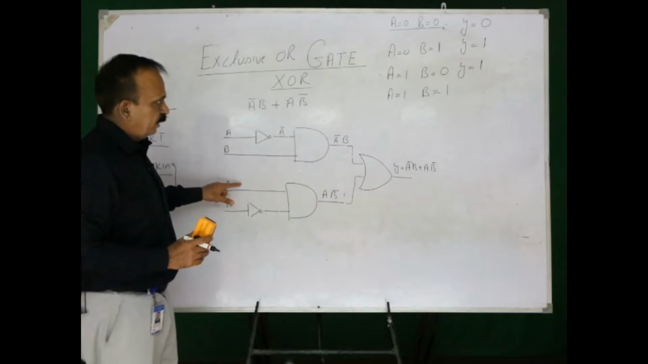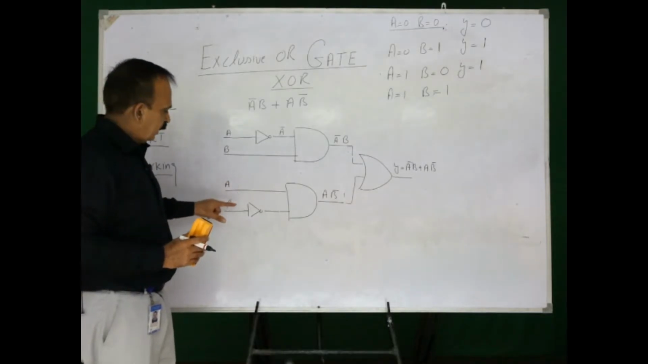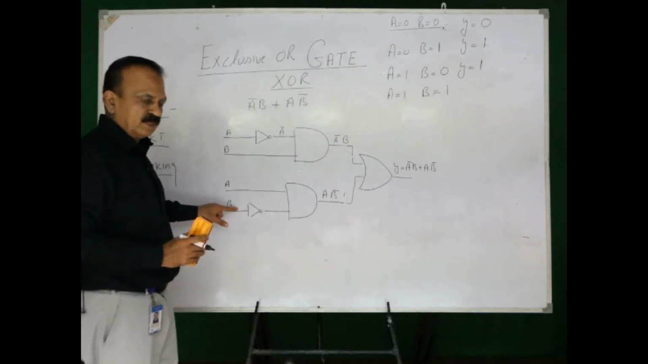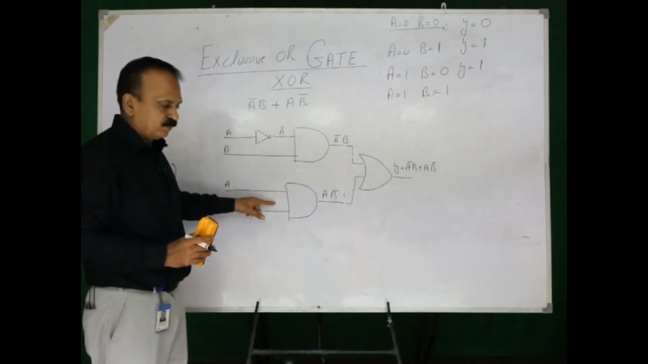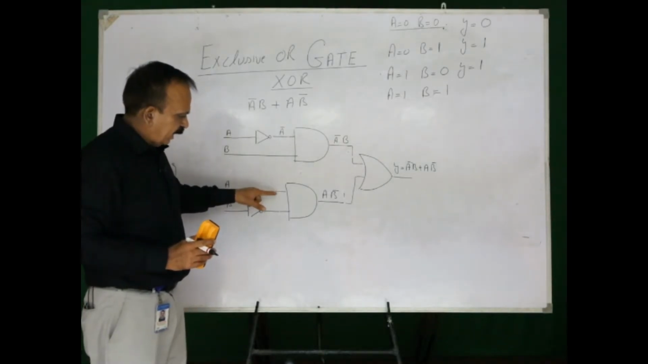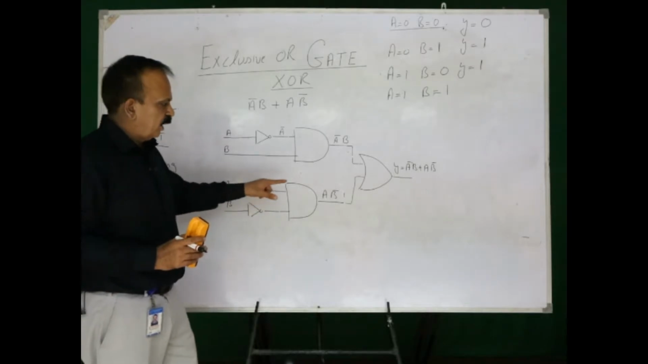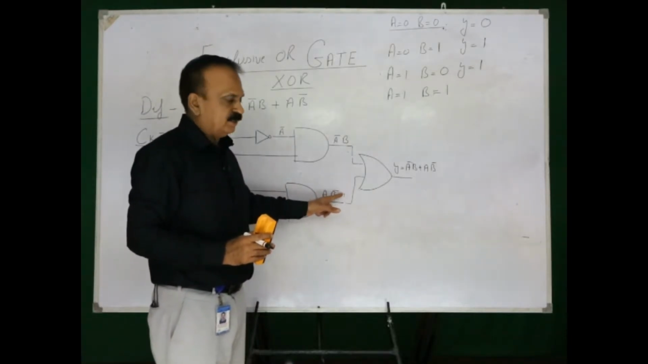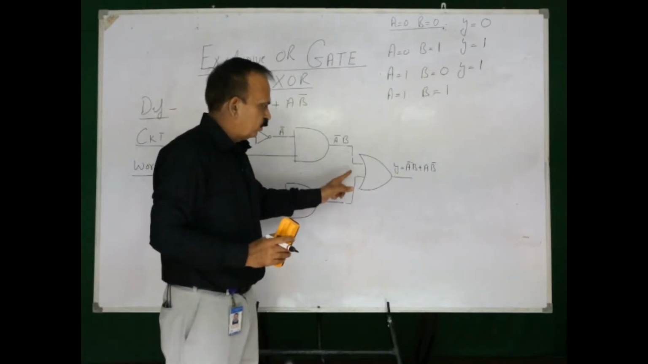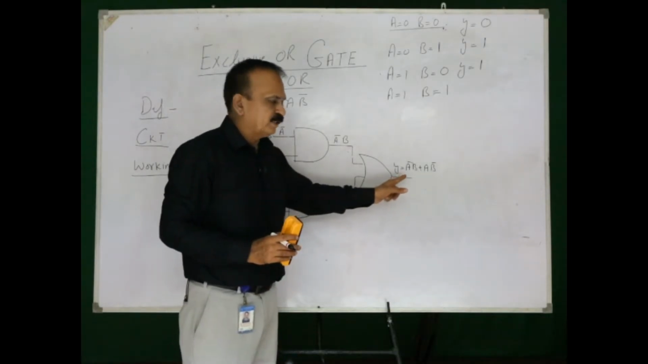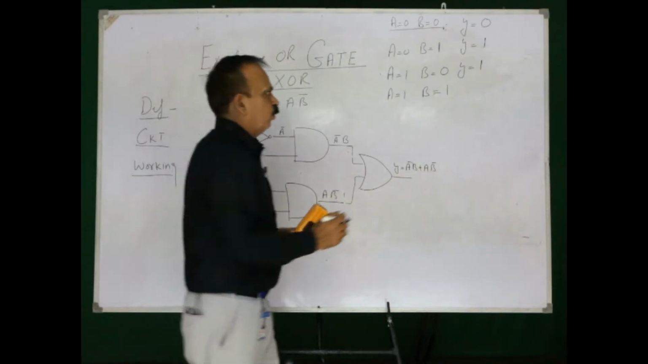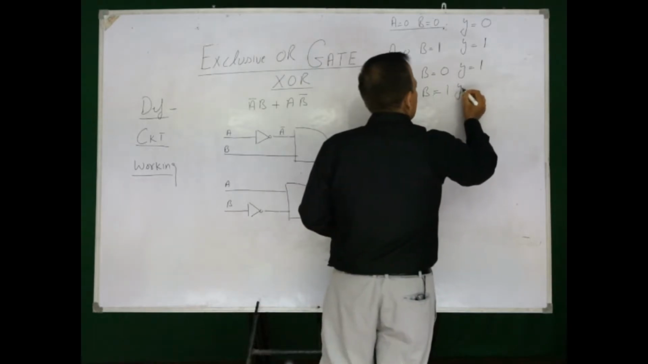Now here A is equal to 1, B is equal to 1, B bar is 0. When this value is 1 and this value is 0, the output is going to be 0. This one is 0, this one is 0, so their sum y is going to be 0.